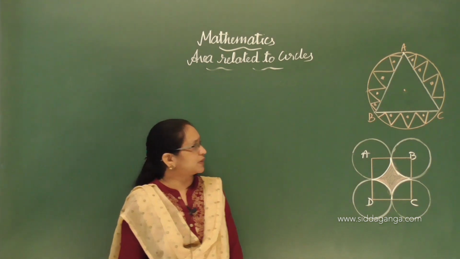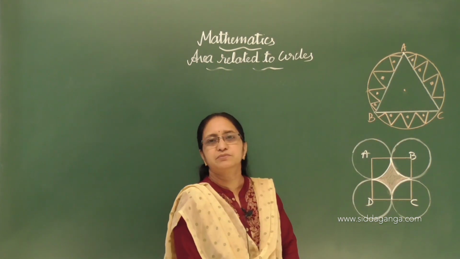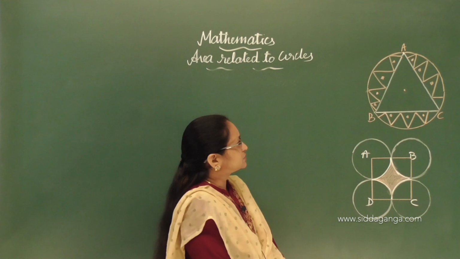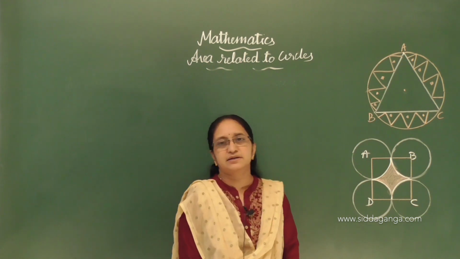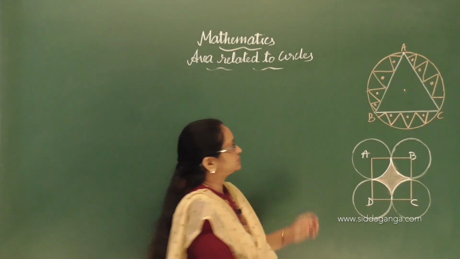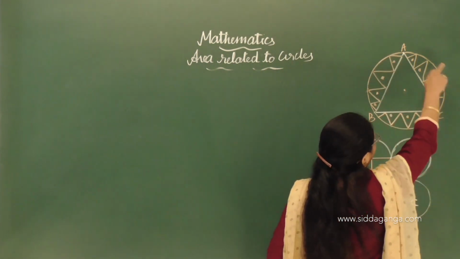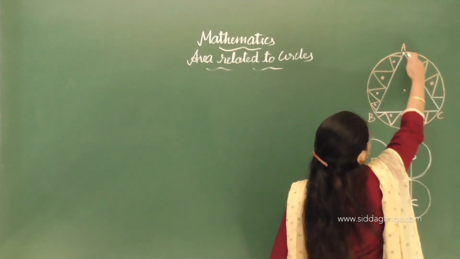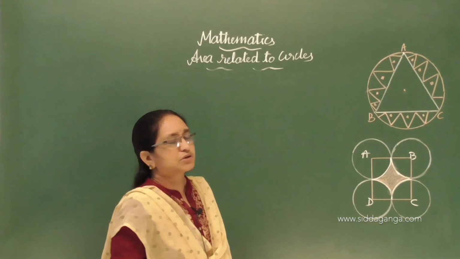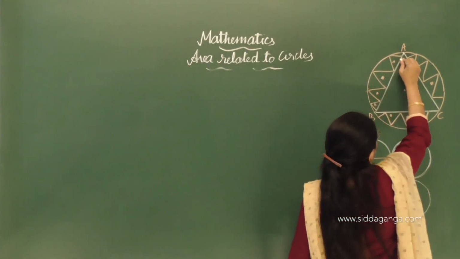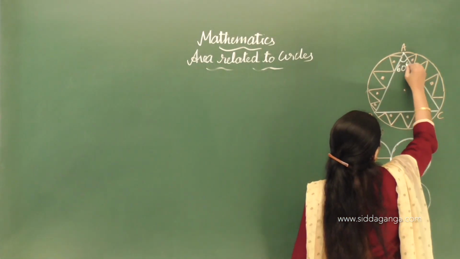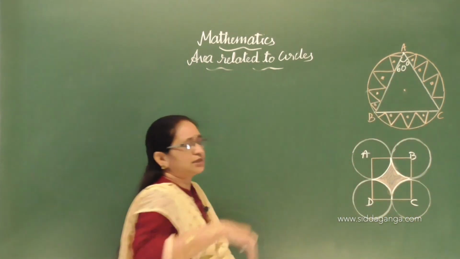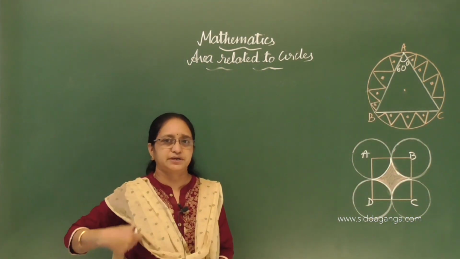Okay, now 6th one, I have drawn the diagram for you. Here, see what are the given data here? It's a circle, and also there is an equilateral triangle. So equilateral triangle means definitely you know it is 60 degree. Angle BAC is 60 degree.